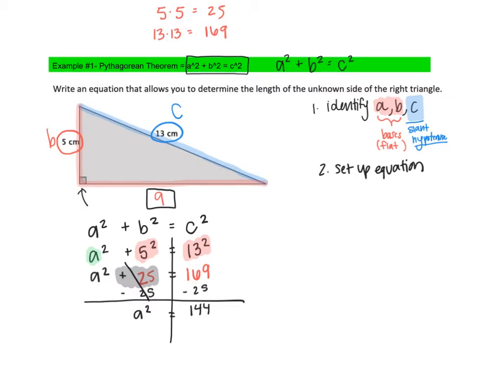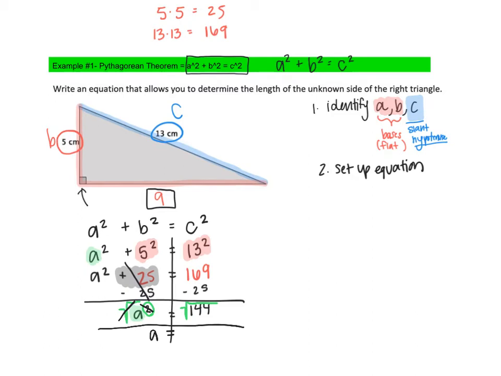So what number times itself equals 144? Well, we still got to get a completely by itself. Right now it's being squared. So the opposite of squaring a number is finding the square root of a number. And we're going to do that on both sides. This is your new learning. Over here, this radical sign cancels this square, and we're left with a equals.